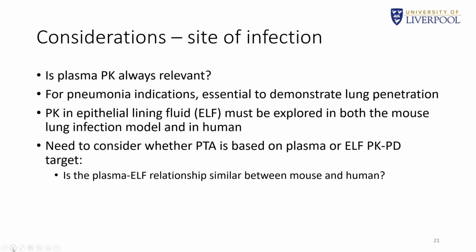If, for example, you demonstrate in your mouse model that you get 35% penetration into ELF, and you get the same penetration in human, and the shape of the profiles are similar, you could put forward an argument that the plasma concentrations are quite relevant. If, however, you're seeing a disparity in those relationships between the mouse and the human, you might need to consider the ELF exposure in more detail, because really it's only the exposure at that site of infection that will drive efficacy and could be translated.